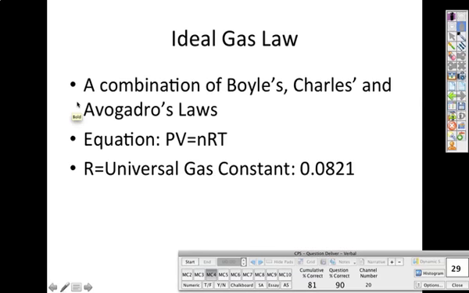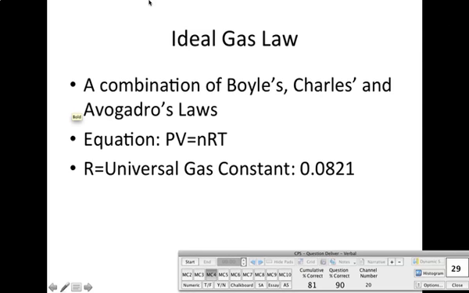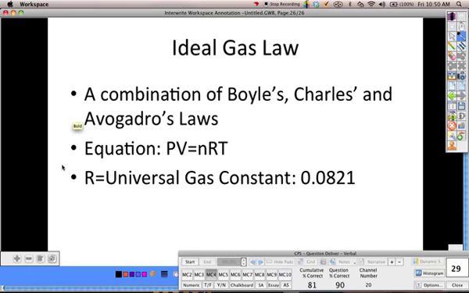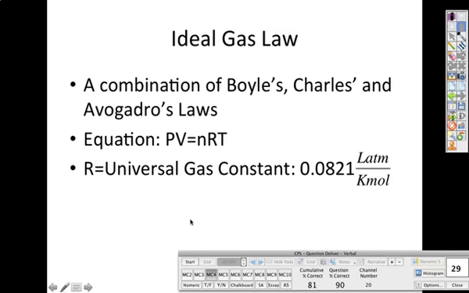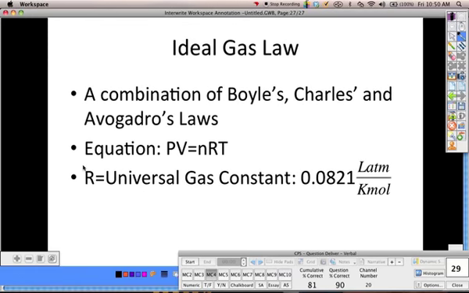So, R is a given. It's a constant. It's one that you need to memorize. So we've got 2 things from here. We need to memorize the equation, but we also need to memorize what this R is. R is the universal gas constant. It is 0.0821, and the units for it, that's the thing that is not written on your sheet, are liters times atmospheres divided by kelvins times moles.